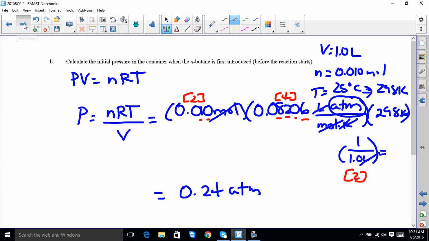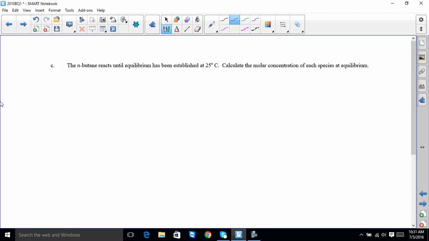And then here's why I picked this problem. I really, really, really like this problem because of this part. n-butane reacts until equilibrium is established at 25 degrees. Calculate. And so this is an ICE chart. So what you have is you have n-butane, which is normal butane, and that's in equilibrium with isobutane.